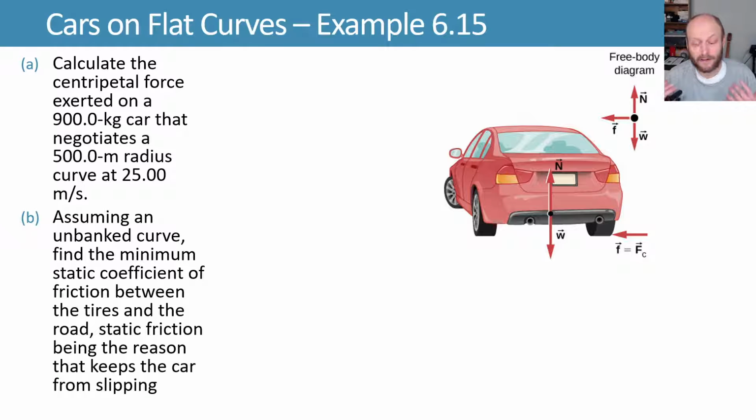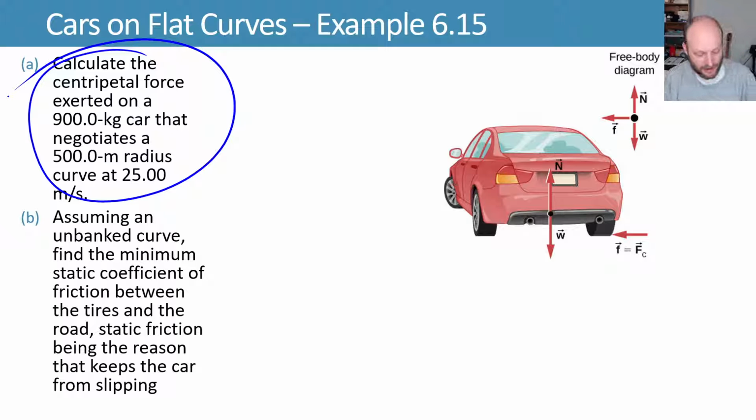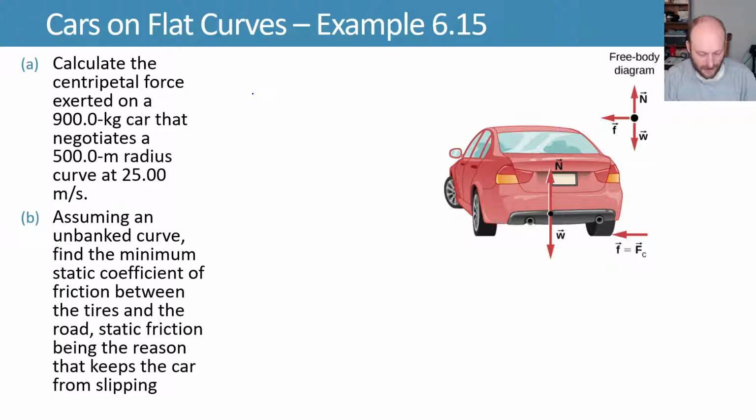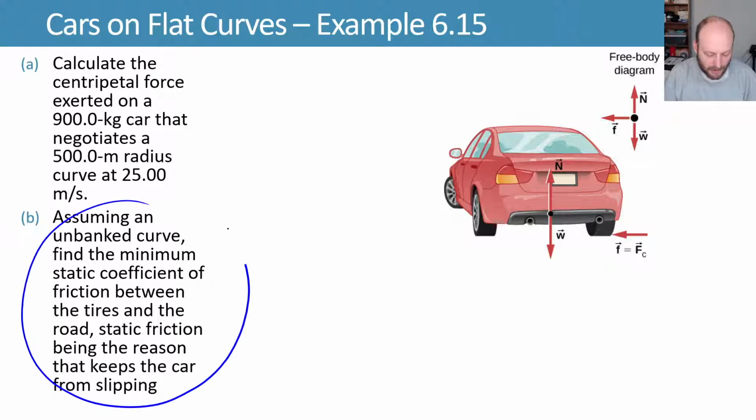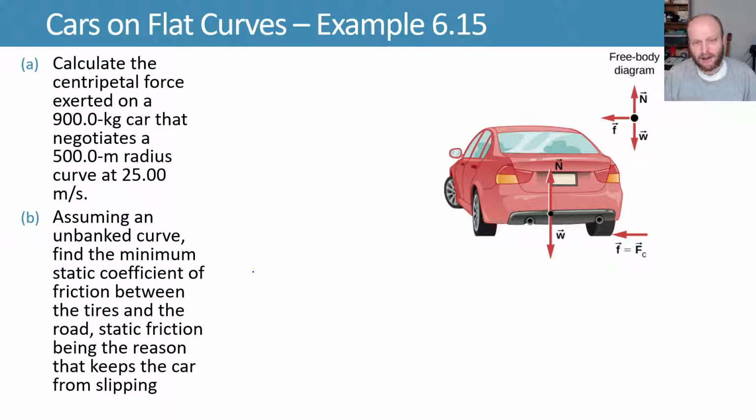Suppose we have a car traveling around a flat curve. We want to know the centripetal force that's being exerted on it as it negotiates that curve. And then once we know the force that has to be exerted on it, we can find the minimum coefficient of friction that we need between the tires and the road in order to take that corner at that speed.